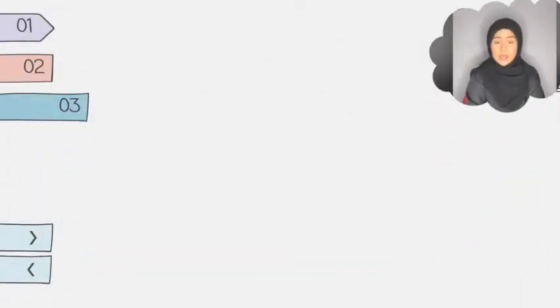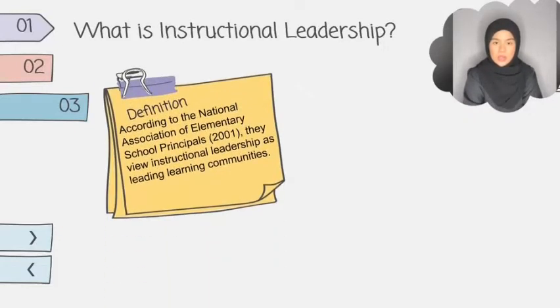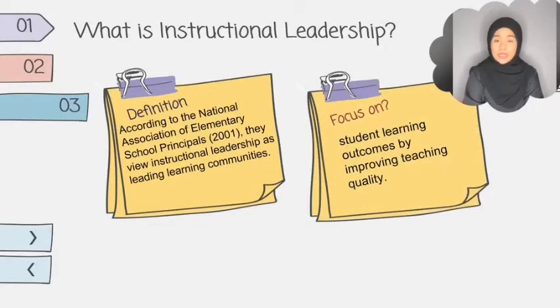Alright then, as your confusion of transactional and transformational leadership styles perishes into thin air, let's move on to the last effective leadership style, which is instructional leadership. According to the National Association of Elementary School Principals in 2001, they viewed instructional leadership as leading learning communities. So what do instructional leaders focus on? They focus on the learning outcomes by improving teaching quality.